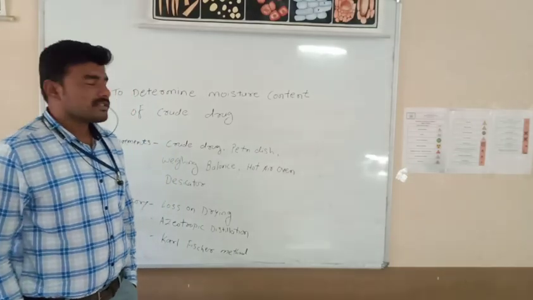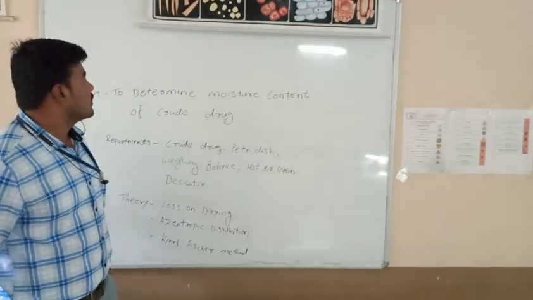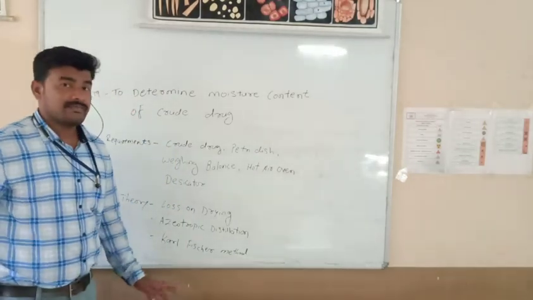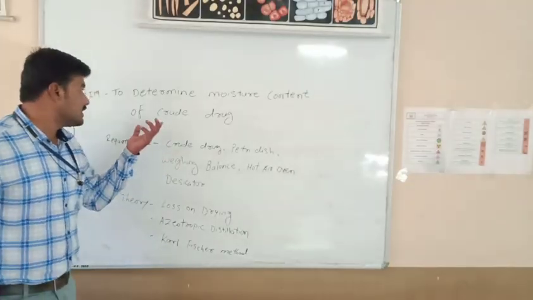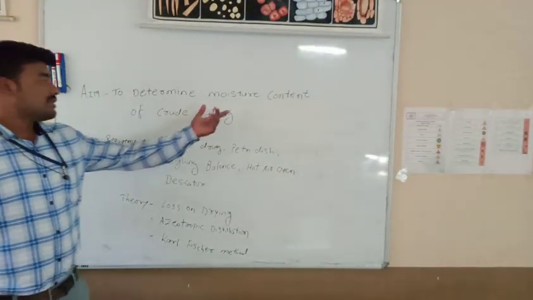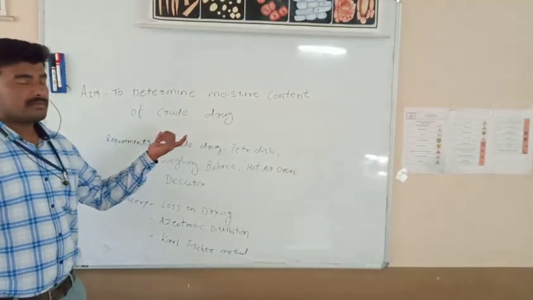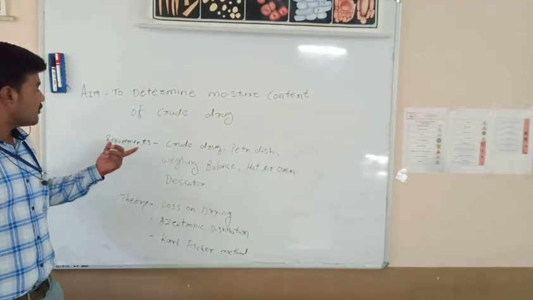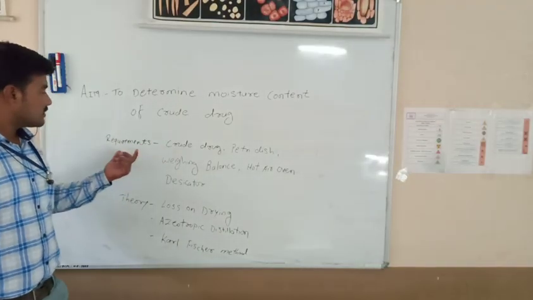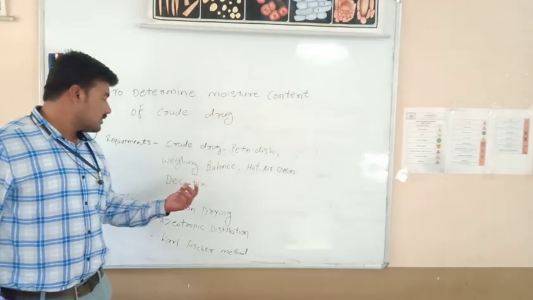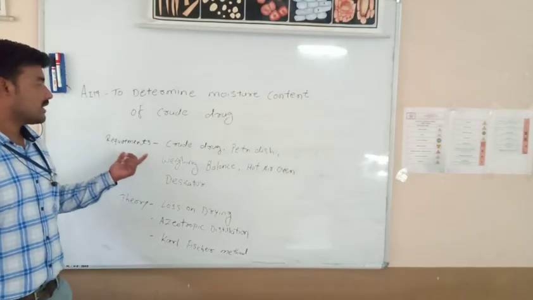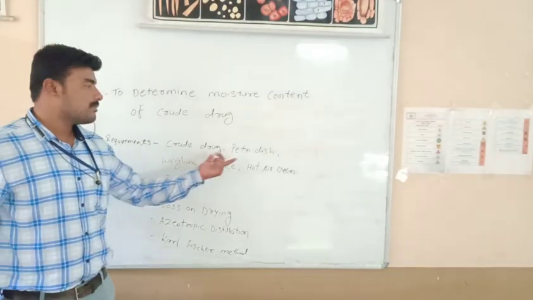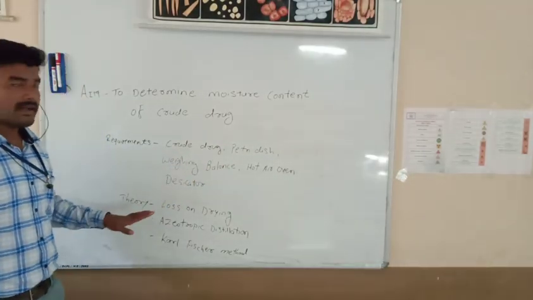Today we are going to discuss the first practical of pharmacognosy and phytochemistry. The aim of the practical is to determine the moisture content of a crude drug. For this practical we require some instruments like a hot air oven and a desiccator. We also require crude drug, a petri dish, and a weighing balance.